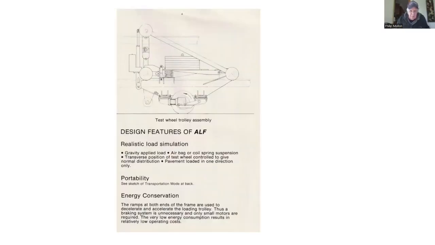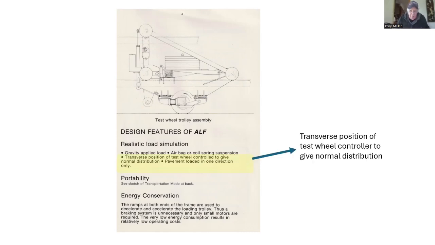Okay, so this is what the trolley looked like. And on the top there, you can see the load increments in 1 ton increments. My contribution was the transverse position of the test wheel to give a normal distribution that mimicked traffic behaviour. And I was also interested in the energy conservation of ALF.